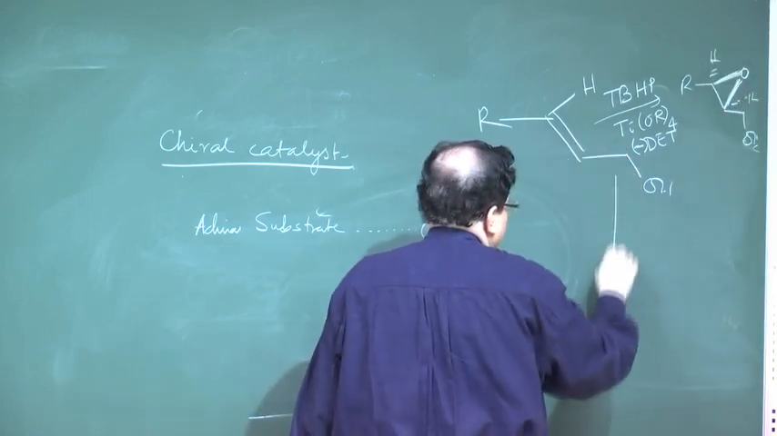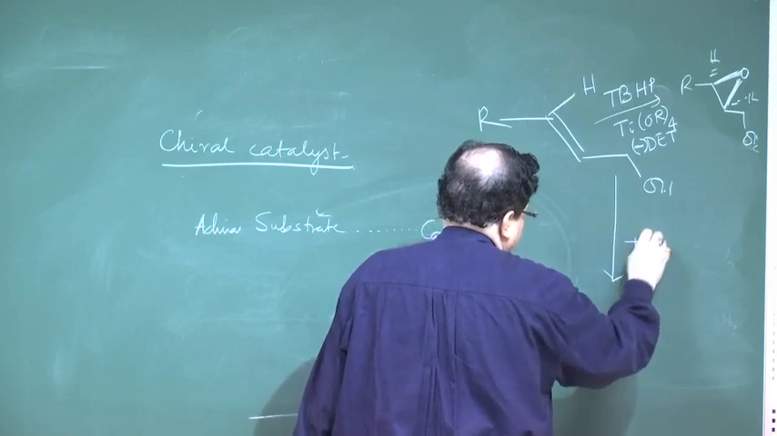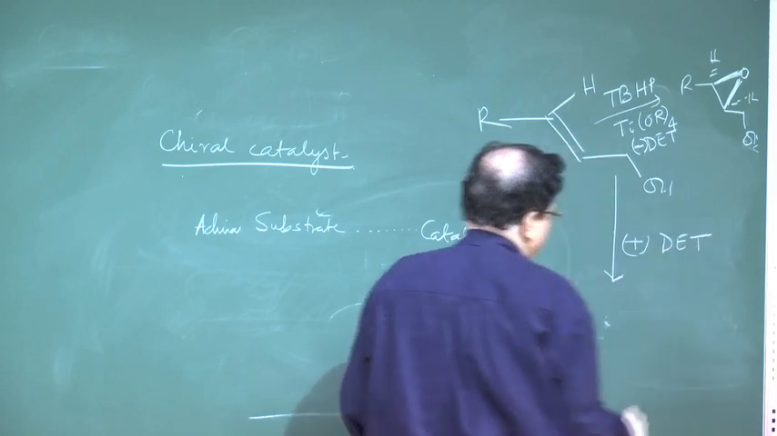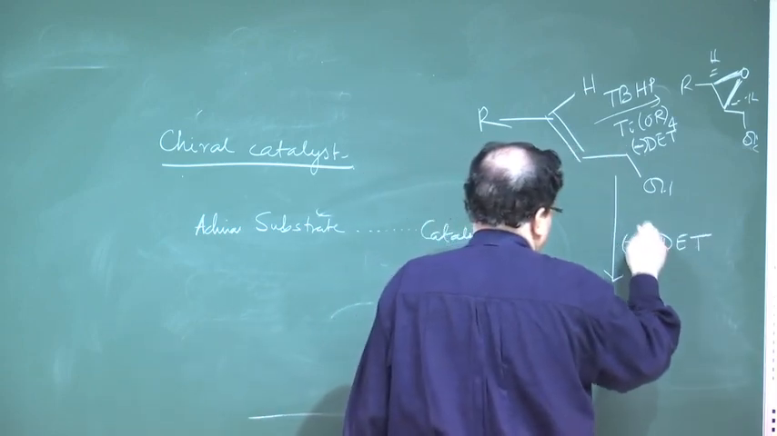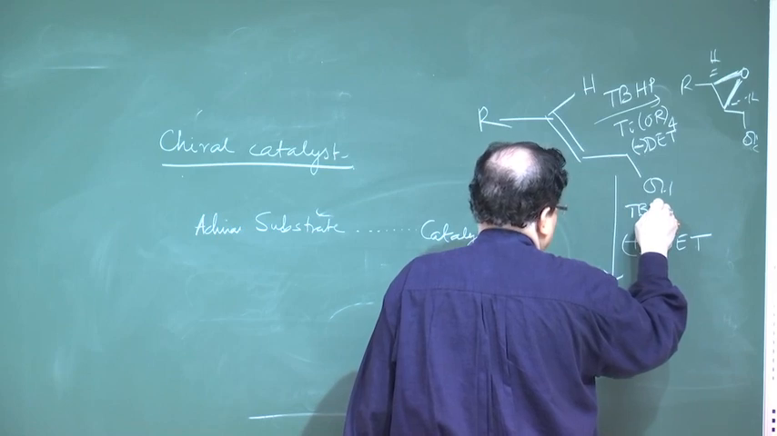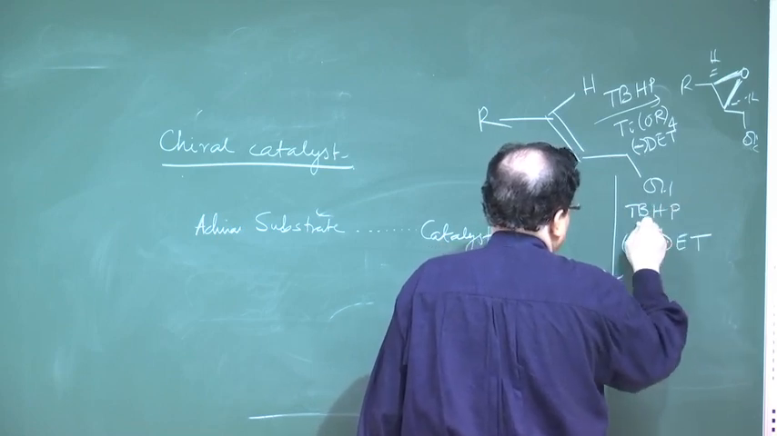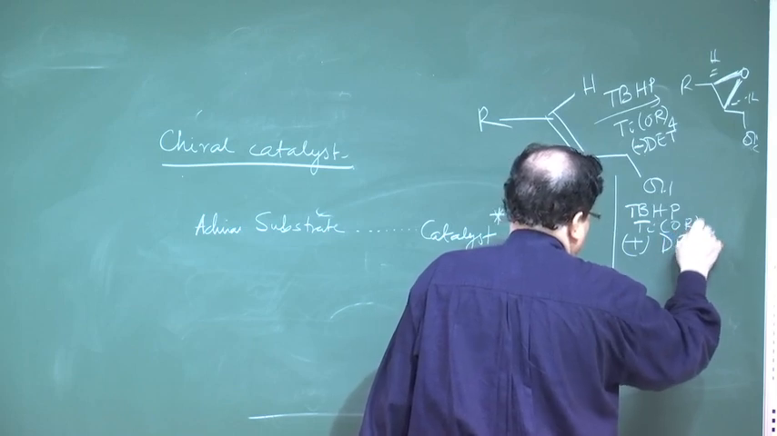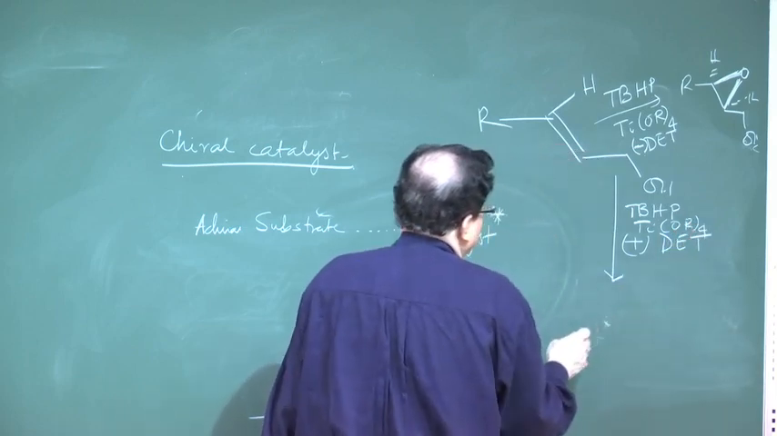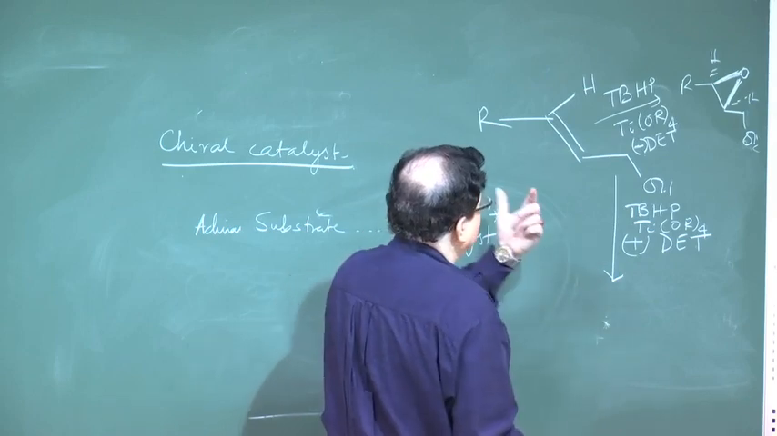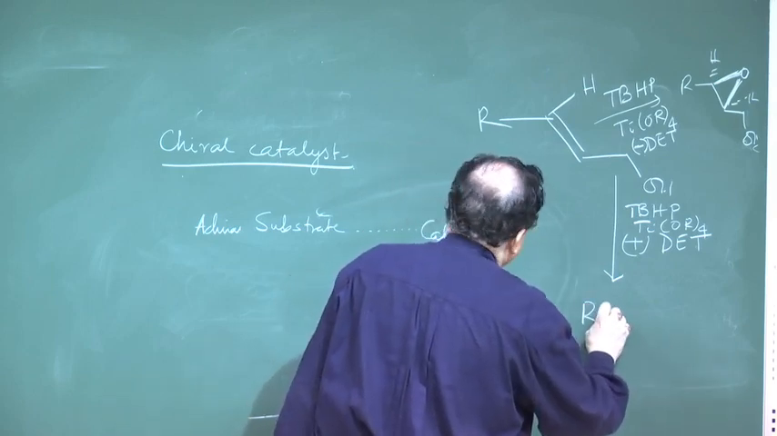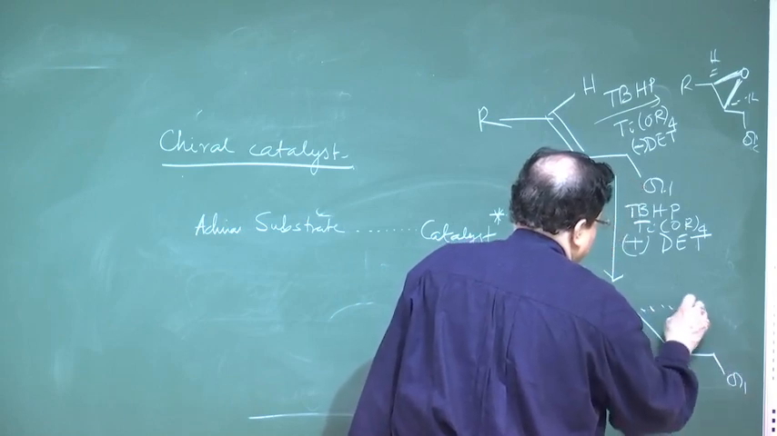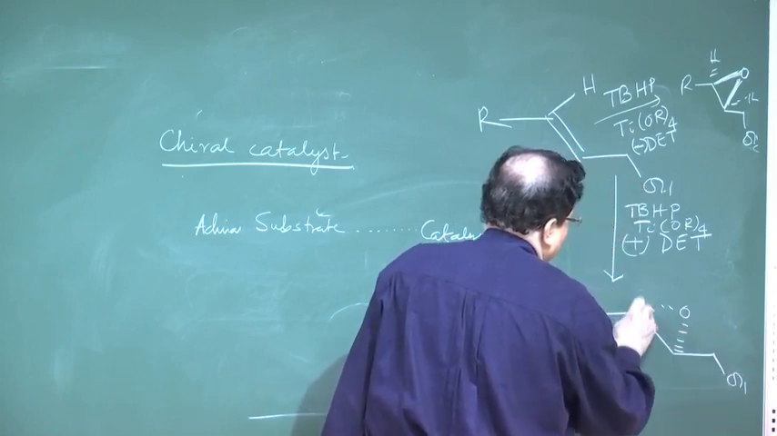And if it is plus diethyl tartarate, I just want to make this clear, because there was something wrong in that slide, with TBHP, T-butyl hydroperoxide, and titanium isopropoxide, I just wrote OR4, then what you get, the epoxide comes from the bottom face. So, you have this and this is the epoxide. Okay, this is the hydrogen.